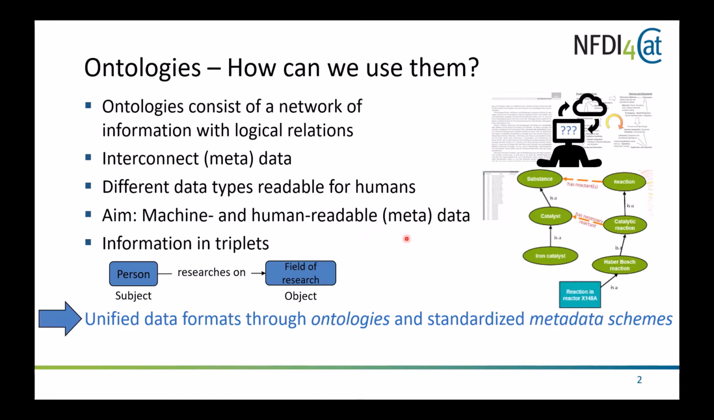And for this, we looked closer at what an ontology is. There's nothing new for this community. We set up a kind of basic ontology here: a reaction with the properties of a catalyst as a substance, and a typical catalyst is an iron catalyst. With this, we have a unified data format through ontologies and through standardized metadata schemes, which we can use in research projects and in electronic lab notebooks, which is also a large task in our consortium.